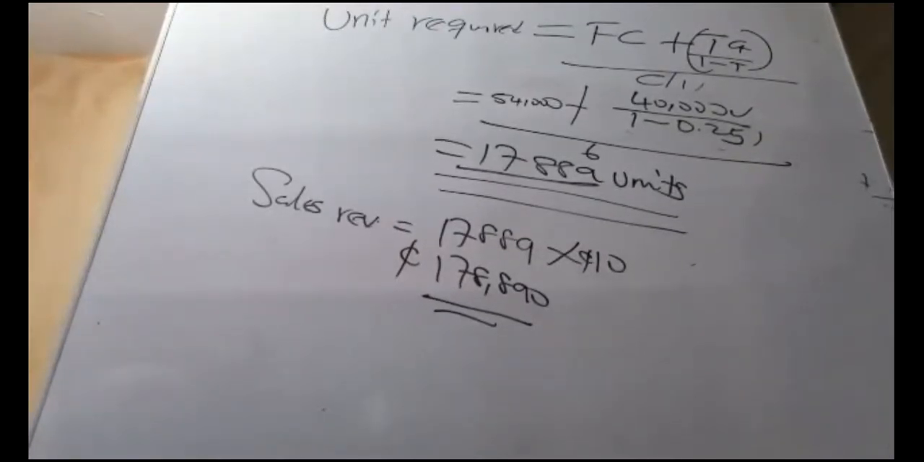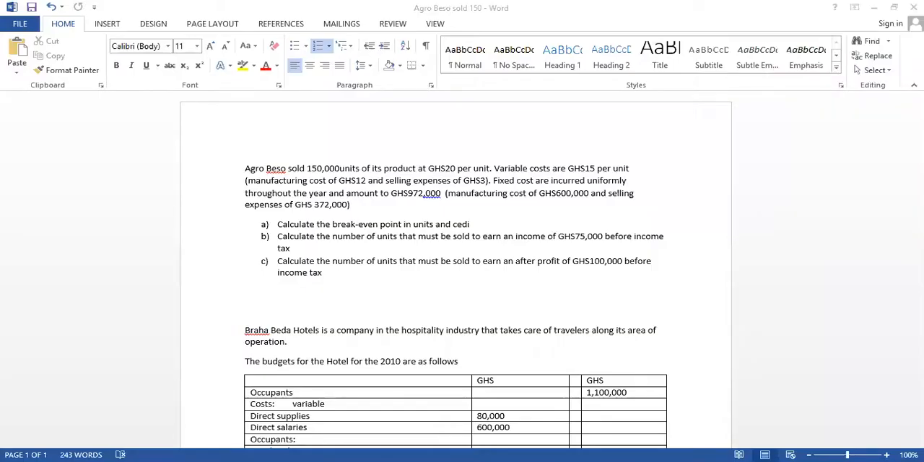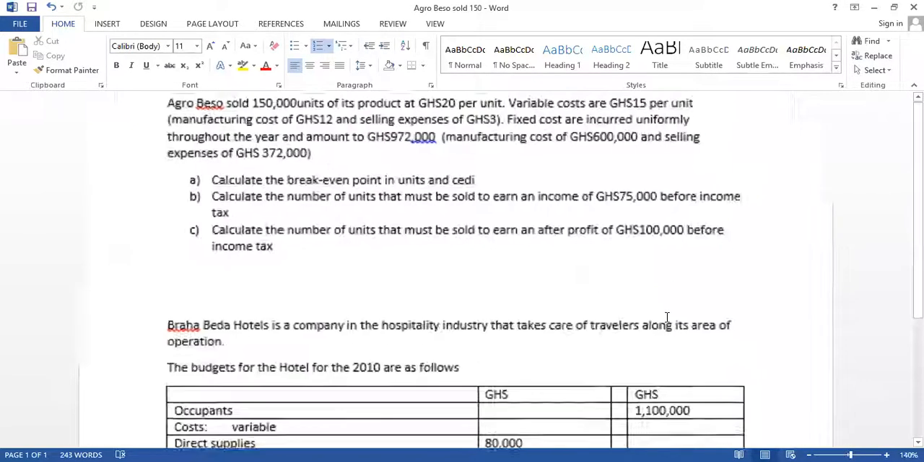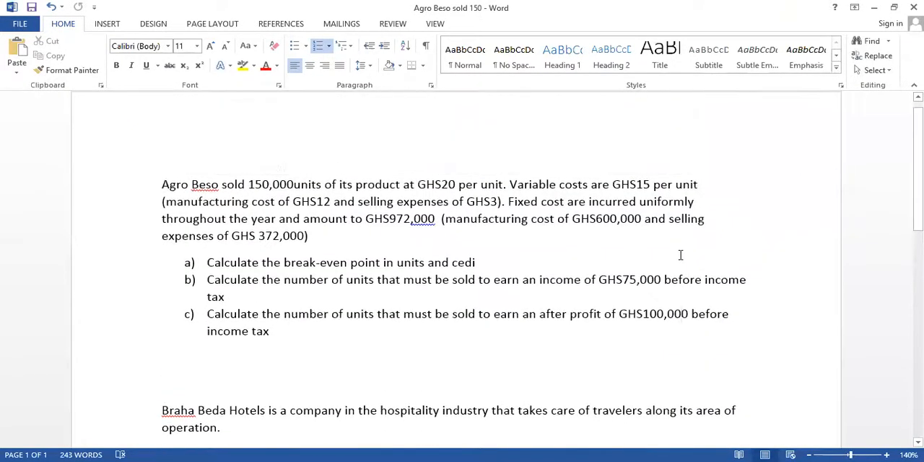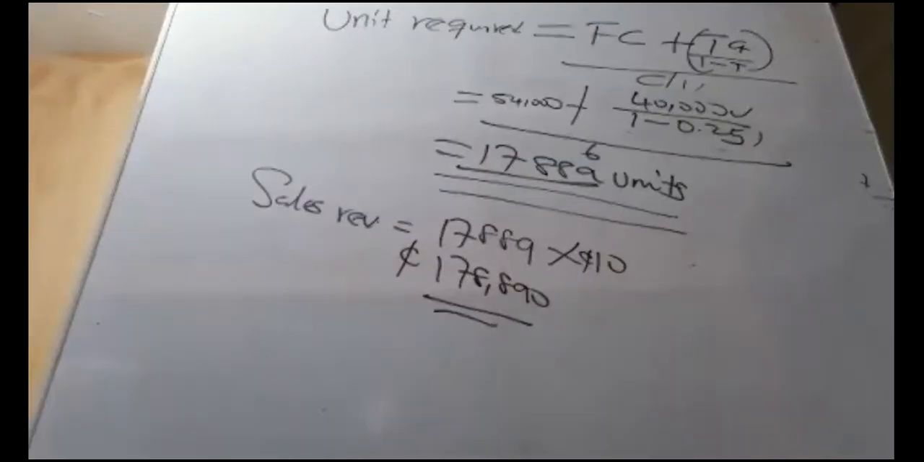Where are you? Professor, where are you? Good. Professor is here. So now Professor is yours. Let me increase it a bit. Good. So finally we will get a unit of an excess revenue of 17,890. Please, I hope everybody can hear.